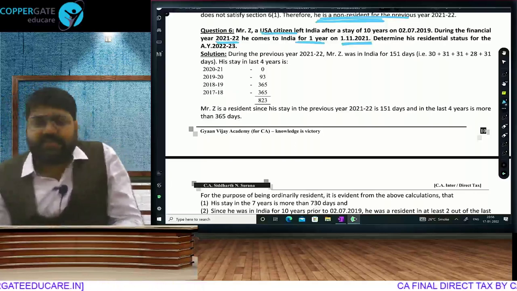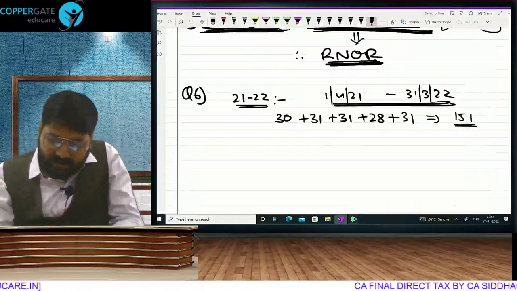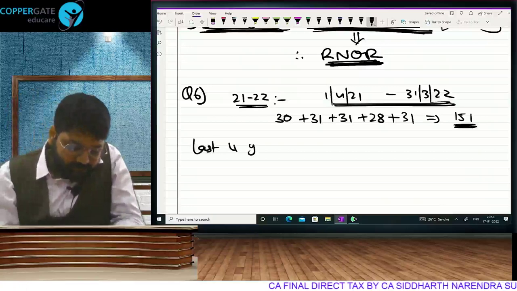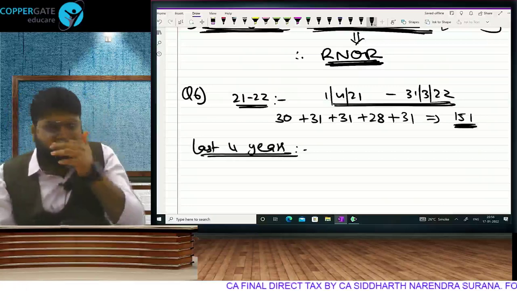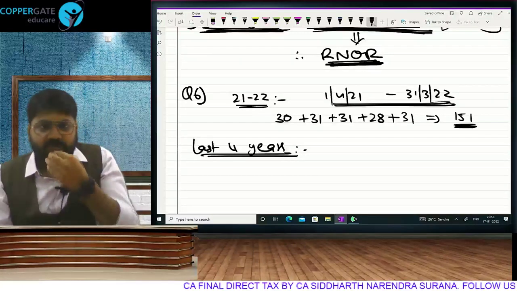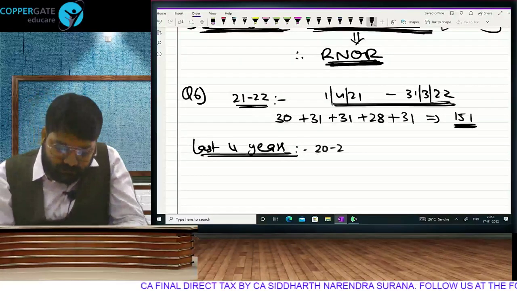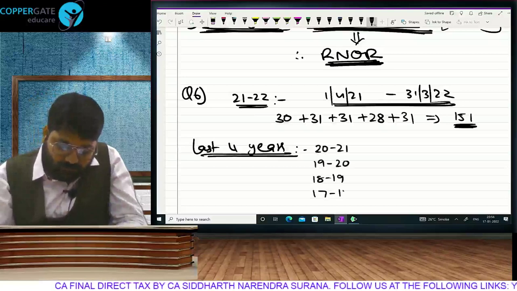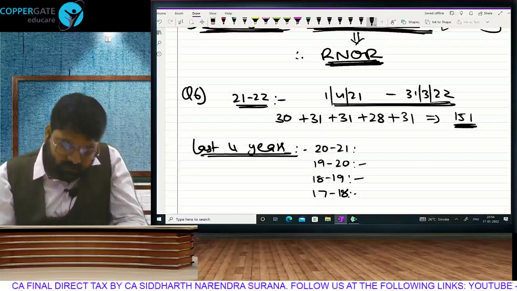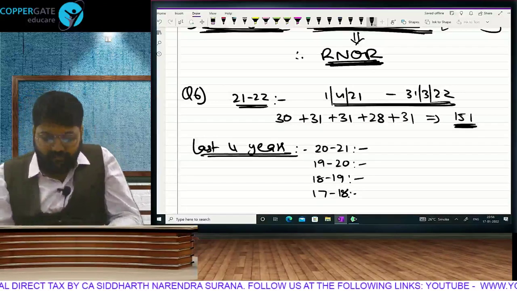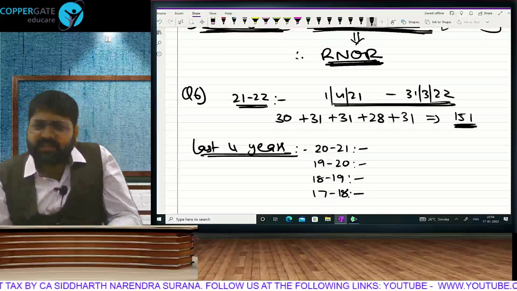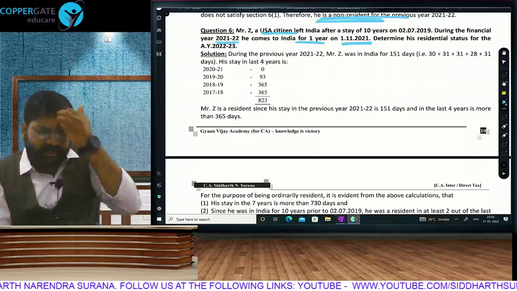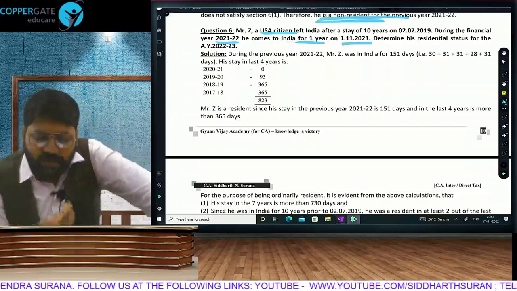Yes, it is. If 6365 is applicable and current year it is between 60 and 181, that means can I say we will have to go and check last 4 years? Which are the last 4 years? 2020. Is this right? Everything is given in the question. You don't have to bother at all. 2021. Check the full question. It's a one line question.